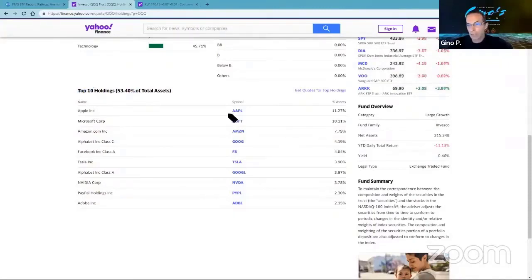Now, think about that. Out of the NASDAQ 100, the top 10 is more than half of the movement. What this represents is Apple, the number one holder, at 11.27%. Microsoft is 10%. And you can see how much of each stock is broken down. That's how they've allocated. Pretty interesting.